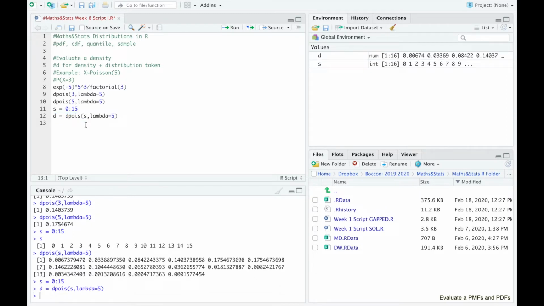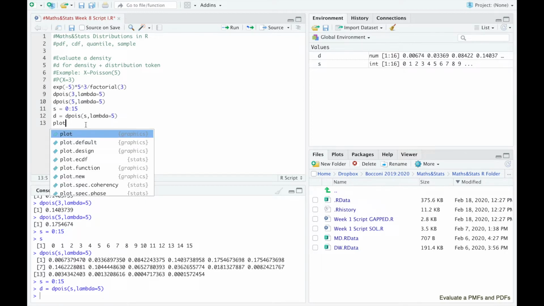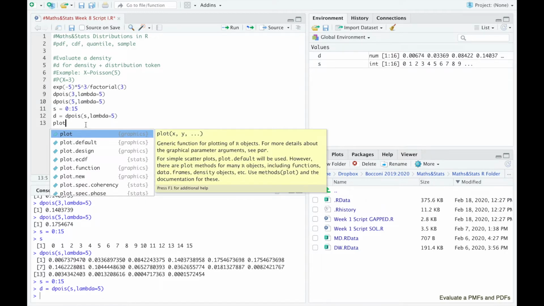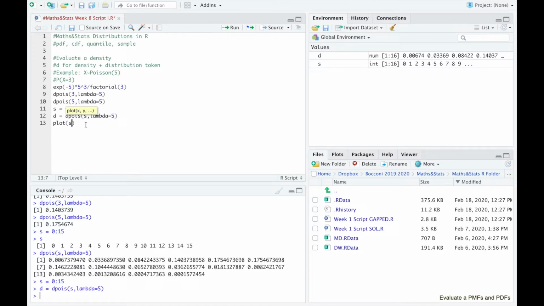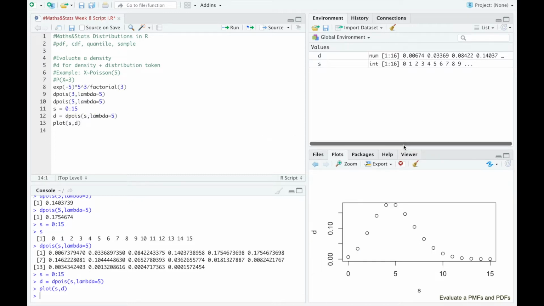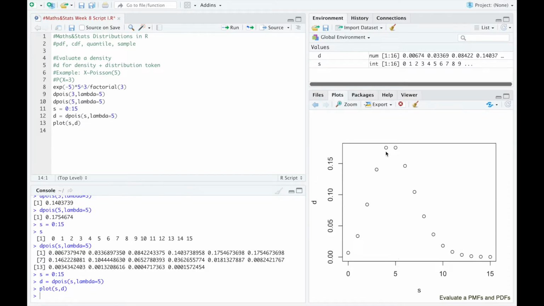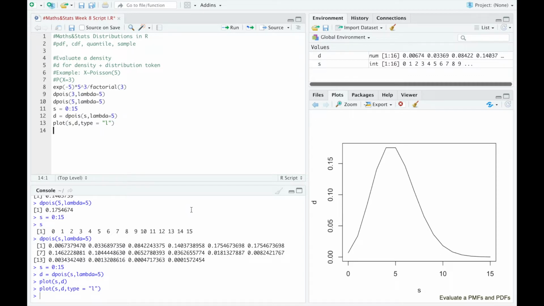And to plot these two together, the command, very straightforward, is plot, and I specify s, which is what goes on the x-axis, and y, so the density. Let's see what we get. So these points represent the probability mass function of a Poisson. Maybe we'd like it to be a line, so this is easy to do. If you change the type of the plot and you set it to l, this will become a line.